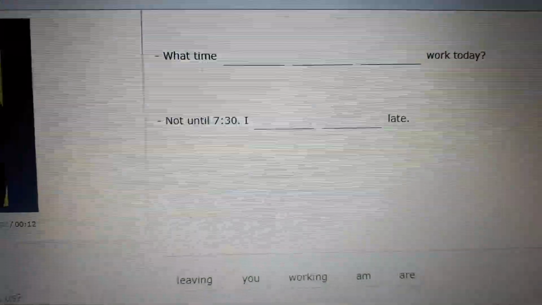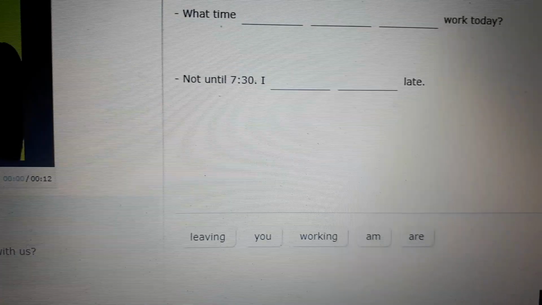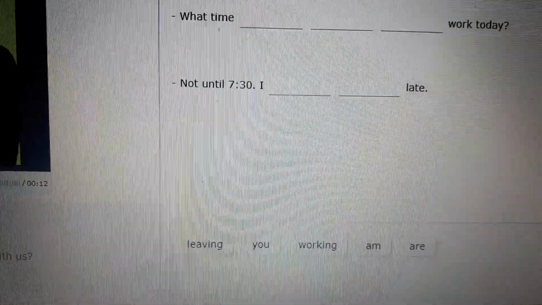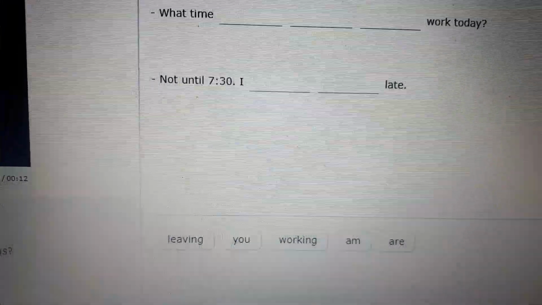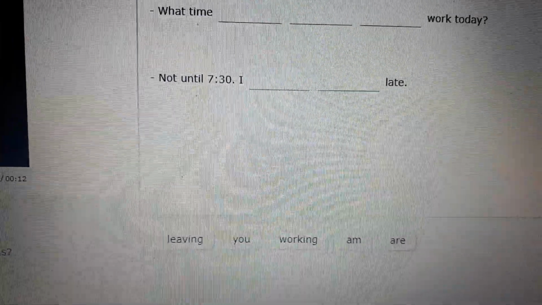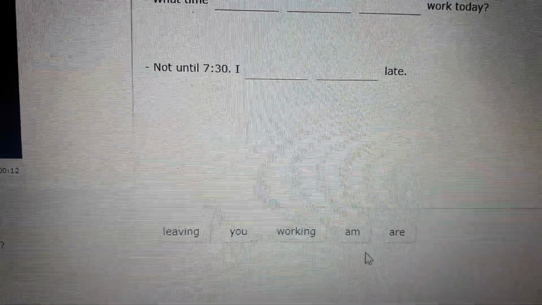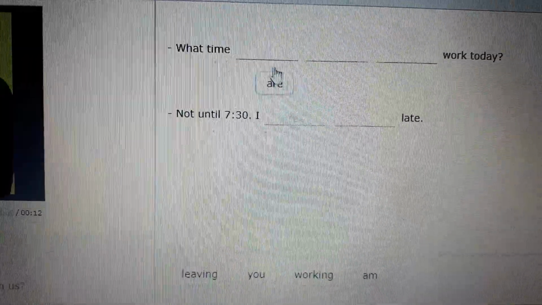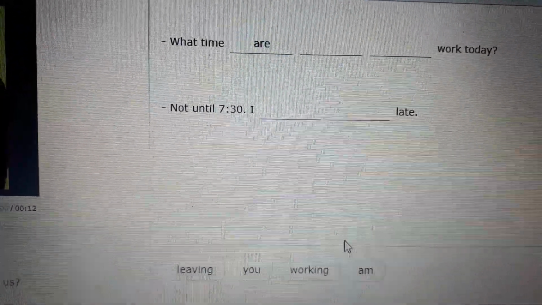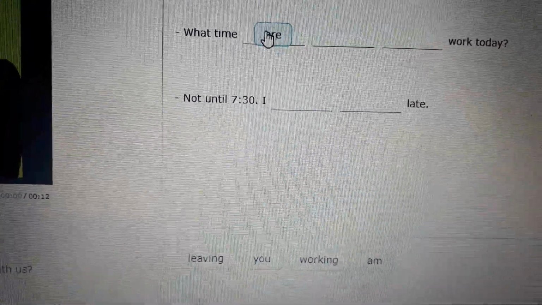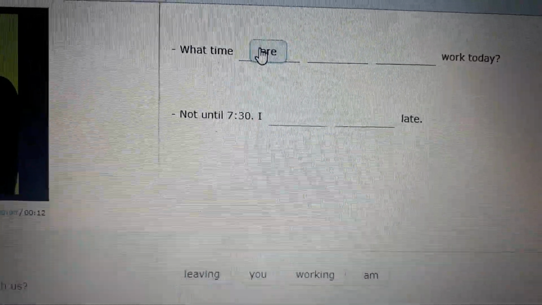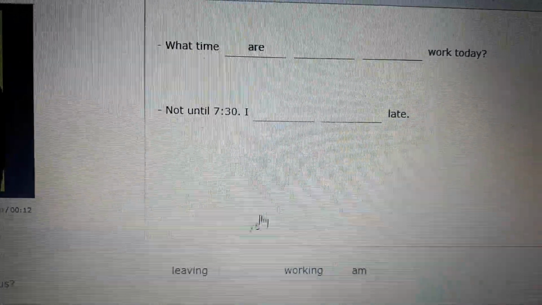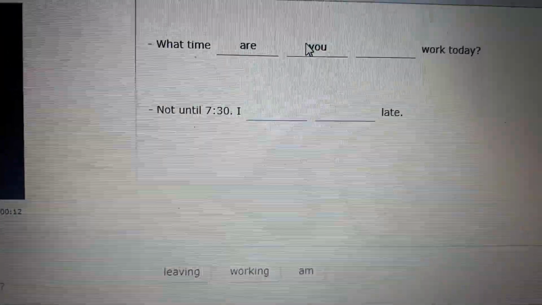It's again a question. So if it is a question, we said that we need to work with an auxiliary first. So leaving and you and working are not auxiliaries. So we have to select between am or are, okay? So let's work with are. What are, okay? And then what do we need in a question? After the auxiliary, we need a pronoun. And the only pronoun that we have here is you. So what are you? What are you?